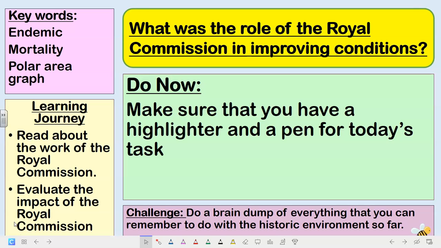So what I want you to do first of all today is just to make sure that you've got the equipment that you're going to need. You are definitely going to need some sort of highlighter or colour for today's work, and of course your normal writing pen. Once you've done that, you can have a go at doing a brain dump of anything that you can remember to do with the historic environment so far. So think back to everything you've learnt, and perhaps let's see if you can just jot down anything that you can remember without looking back. So pause here, complete those tasks, and then come back.